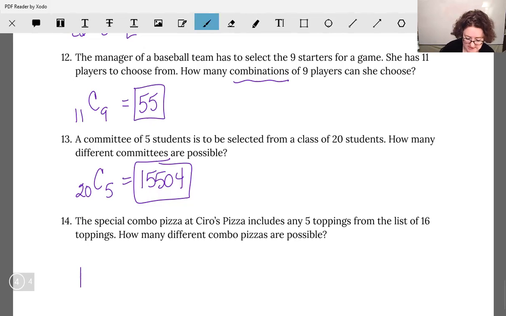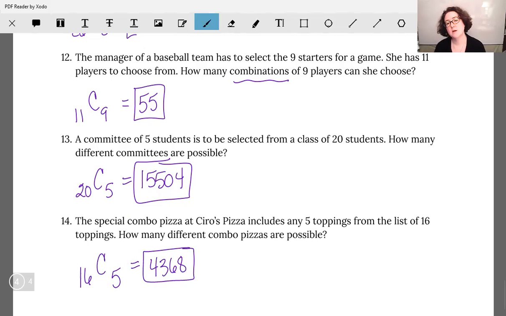So, 16 choosing 5. All right, so that's not necessarily taking into account all the extras. So we are kind of generalizing this problem a little bit. However, 16 choose 5. Calculate that out, 4,368 possible combination pizzas that you could make with 5 toppings.